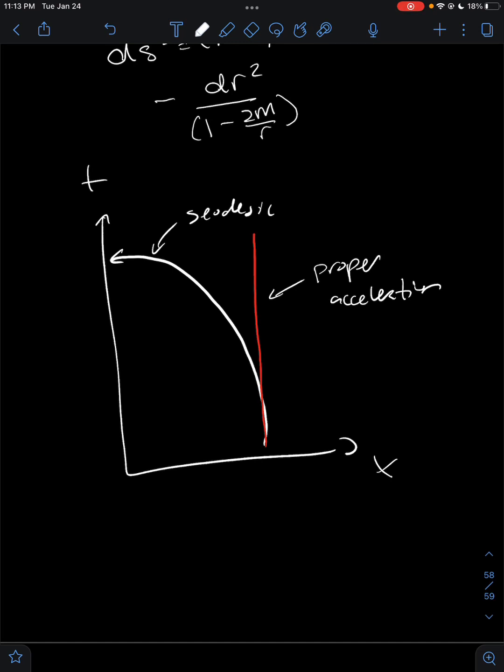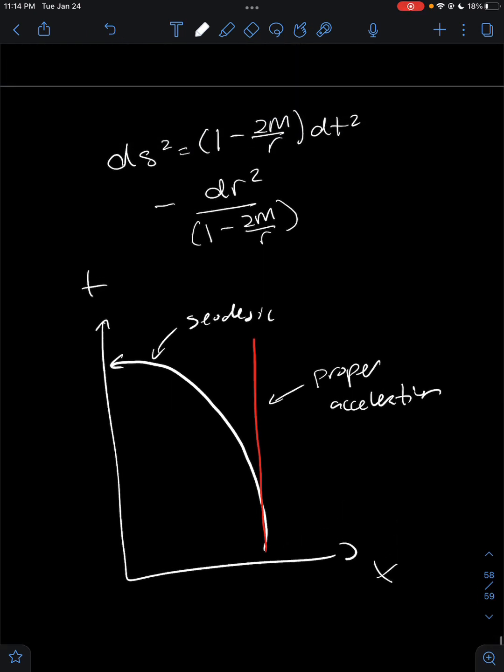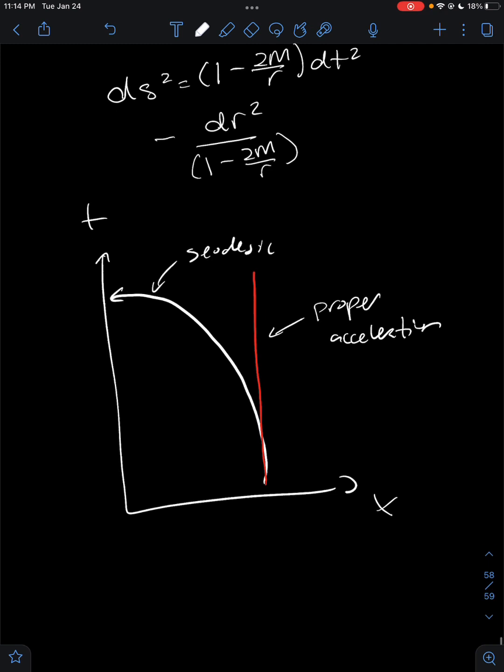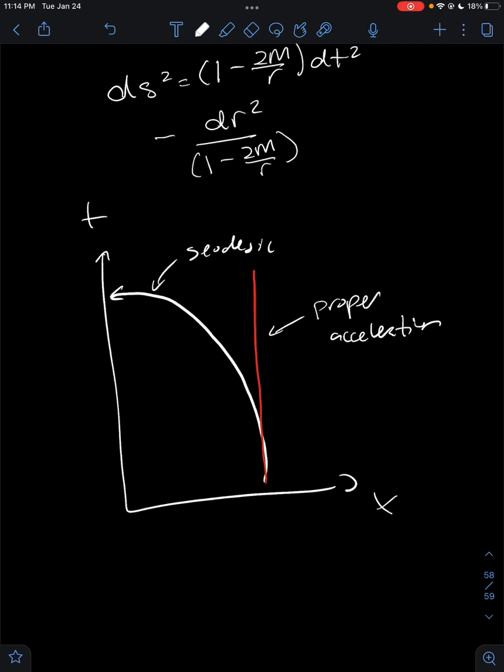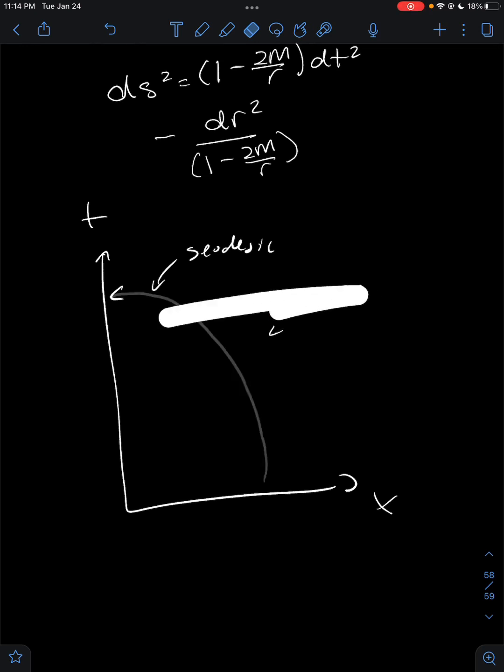So if objects in flat spacetime that have proper acceleration experience a temperature, maybe objects in curved spacetime that have a proper acceleration, meaning the objects that aren't falling down, also experience some temperature. And it turns out that this is true for the spacetime around a black hole. So let's actually make that idea more concrete.